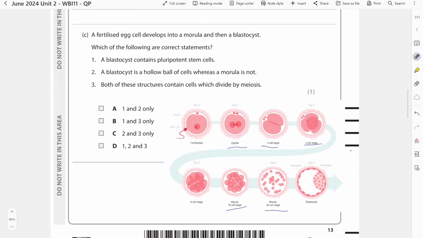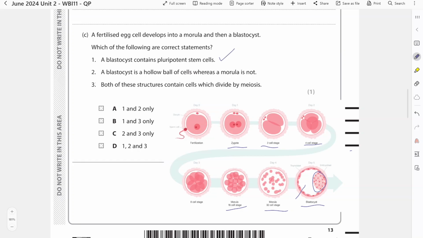And then afterwards, it would rearrange themselves like this, and this is called the blastocyst. So we've got some cells over here, and we have this fluid-filled cavity called the blastocyst cavity. So let's go through the statements one by one. Statement number 1, a blastocyst contains pluripotent cells.